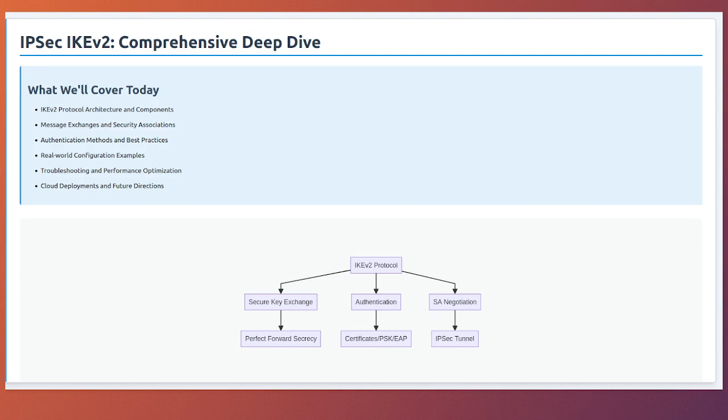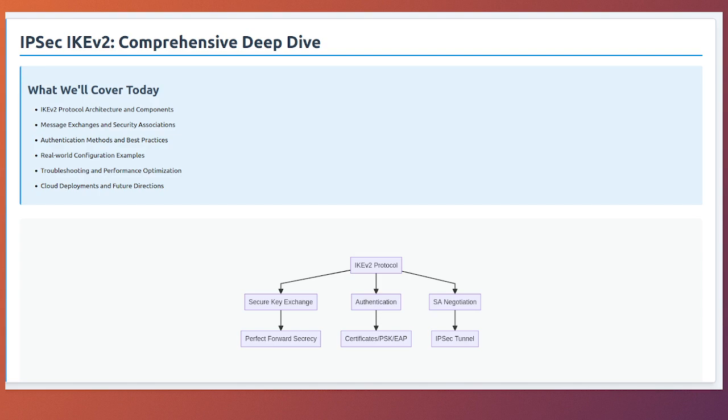Unlike its predecessor ikev1, ikev2 requires fewer messages to establish a connection, provides better support for mobile networks, and includes built-in NAT traversal capabilities. It is the protocol of choice for modern VPN implementations, whether you are connecting branch offices, enabling remote workers, or securing cloud communications.